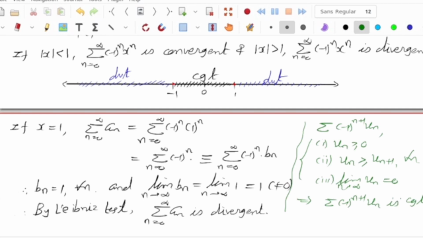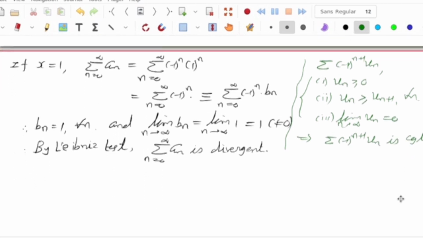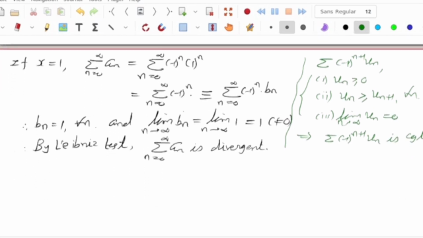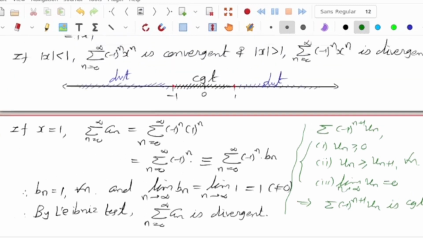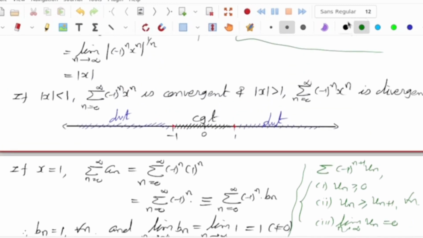So by Leibniz test, this is divergent. So what is the analysis we have? At point x equal to 1, the series is divergent.